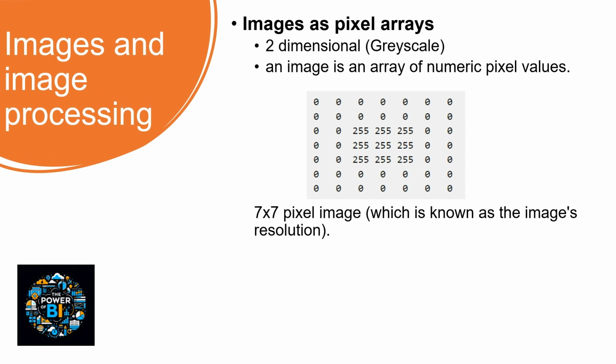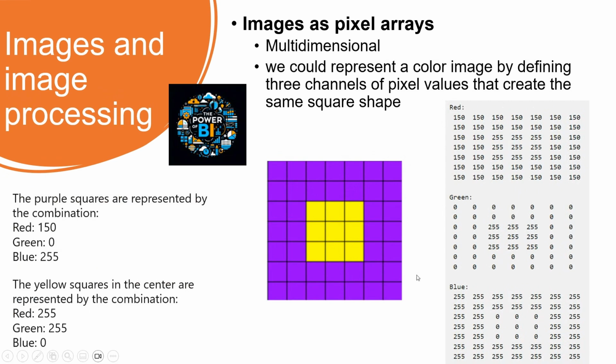In reality, most digital images are multidimensional and consist of three layers known as channels that represent red, green, and blue. This purple represents a combination of red, green, and blue, and the yellow square here is the center that represents another combination. So this is basically an array that represents the color images, by defining three channels of pixel values that create the same square shapes with colors.